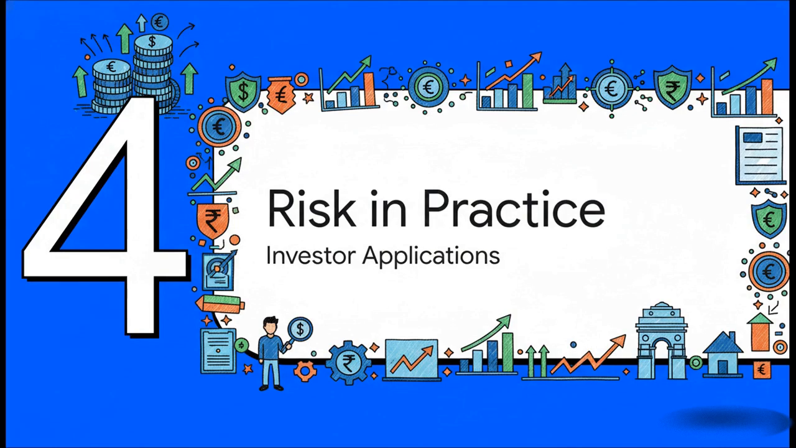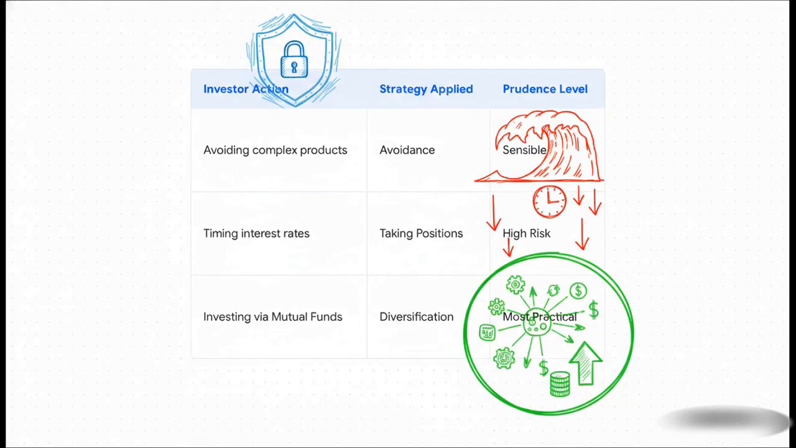Okay, so that's all the theory. But how does this actually play out in the real world for everyday investors here in India? Let's take a look at risk management in practice. This table is a perfect summary. When an investor avoids complex products they don't understand, what are they doing? They're using the defender or avoidance strategy, which is very sensible. When someone tries to time the market perfectly, that's a high-risk striker move. And for most of us, the most practical and powerful way to be a team player is through diversification, and a really common way to do that is by investing in mutual funds.